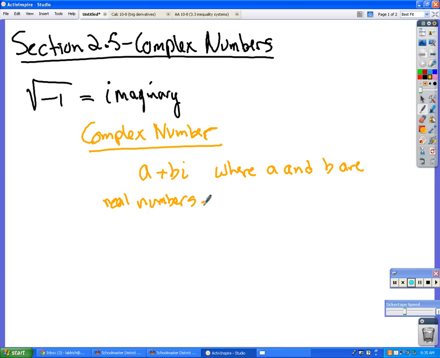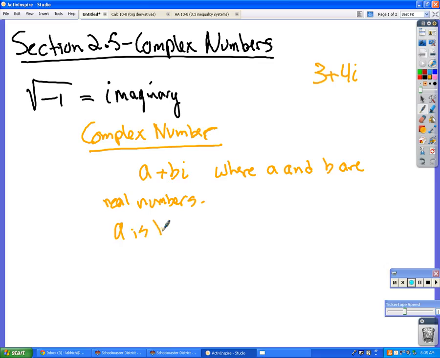So for example, 3 plus 4i is a complex number. Like it will equal a complex number? No, that is a complex number. It's one number, but it's got two different parts.